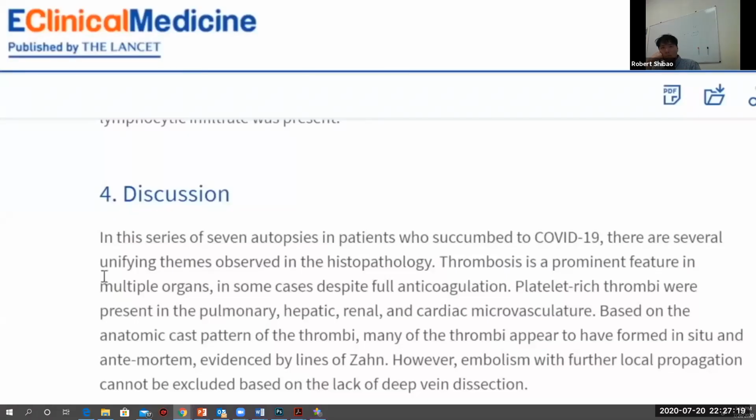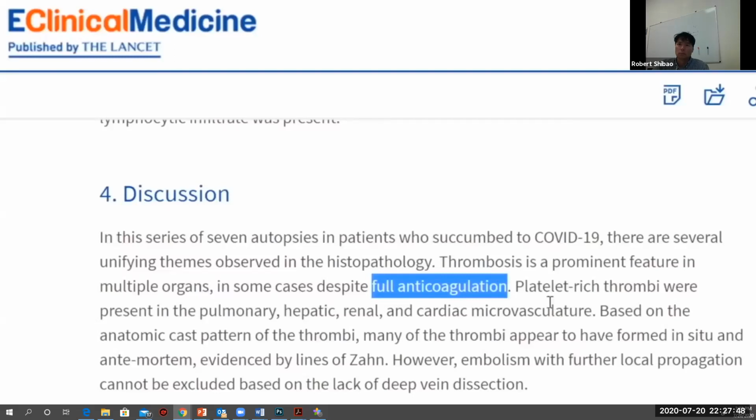They say, in these series of 7 autopsies in patients who succumbed to COVID-19, there are several unifying themes observed in the histopathology. Thrombosis is a prominent feature in multiple organs. And in some cases, this is despite full anticoagulation. And this really goes along with what I've seen clinically in the patients that I have been taking care of. Despite them being on full dose anticoagulation, we're still seeing complications of them having clots. And what kind of clots are they?